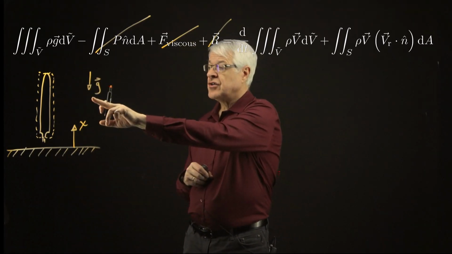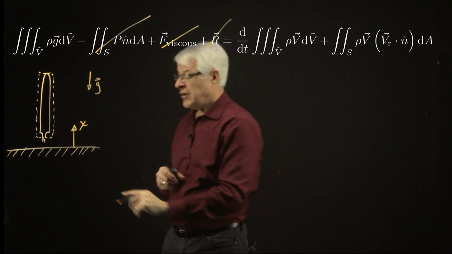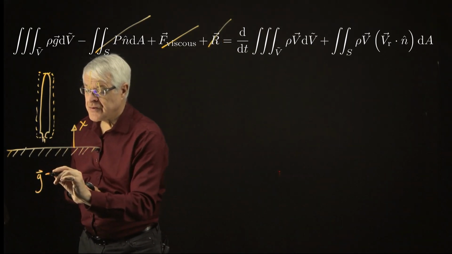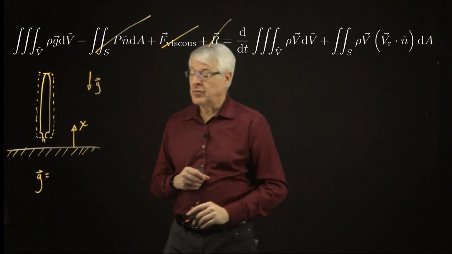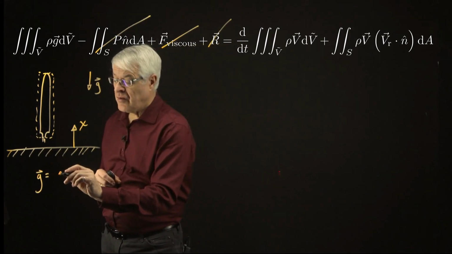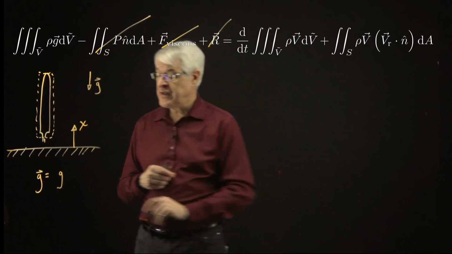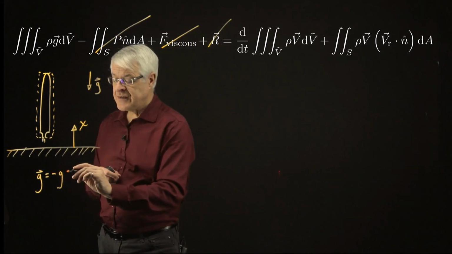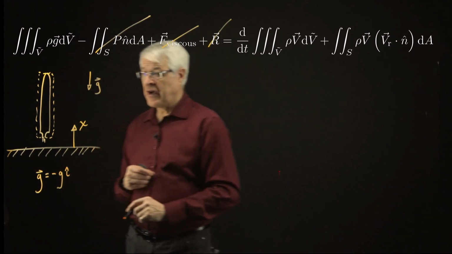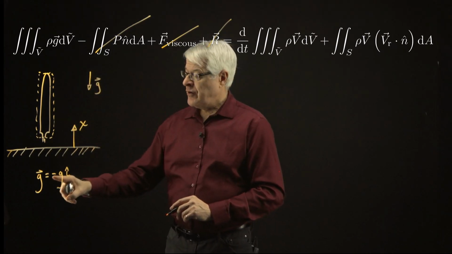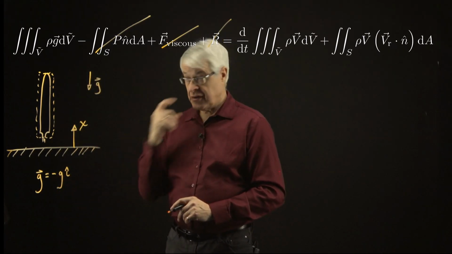We already have our g vector written here, but I want to write down g in our coordinate system. So the g vector for our problem is the magnitude of g. That will be 9.81 when we substitute numbers in, but it is in the minus I hat direction. X is pointing up, g is pointing down, so minus I hat direction.